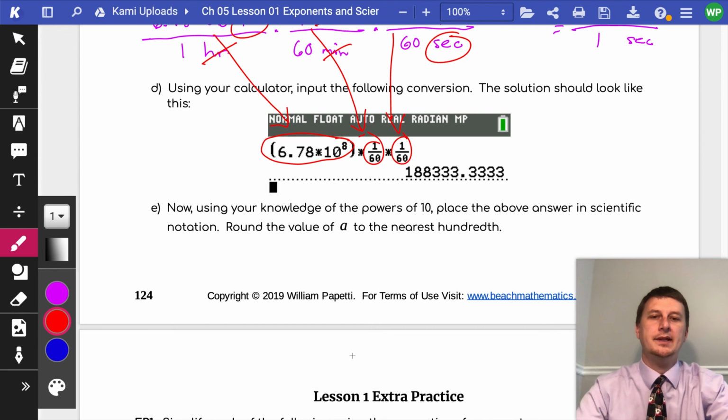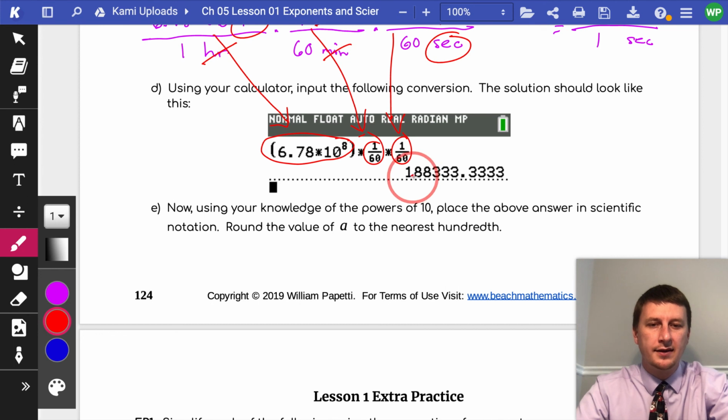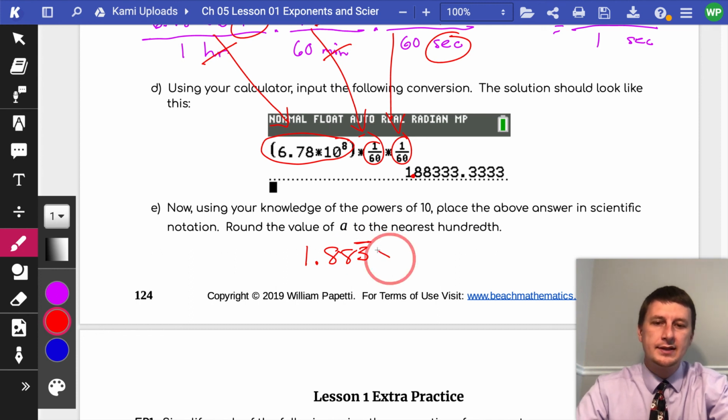So how we place a number in scientific notation is we want to take this decimal point and place it somewhere where it becomes a number that's between 1 and 10. So I place that decimal point right there because 1.8 is the only number I could create that's between 1 and 10. So I'm going to write 1.883, and then the 3 repeats, so I could do that. 1.883 times 10 is scientific notation.